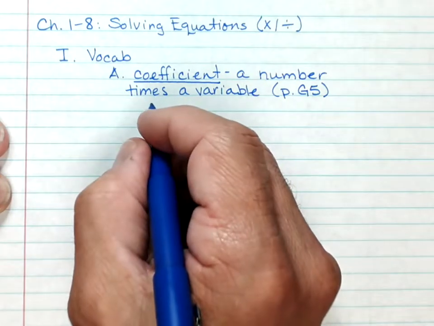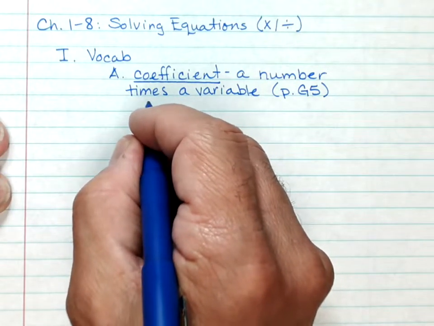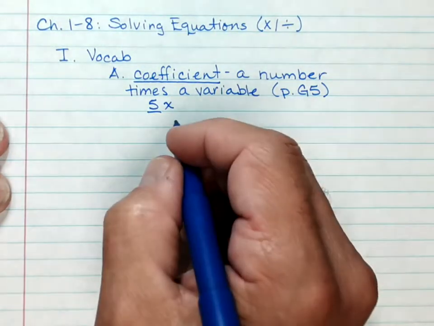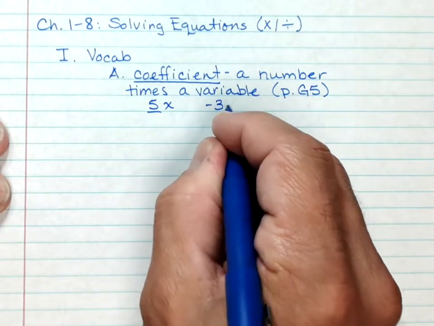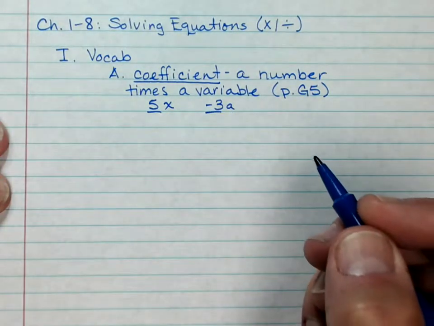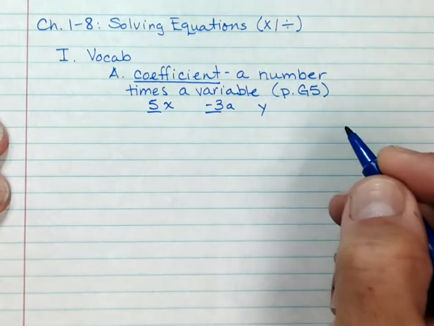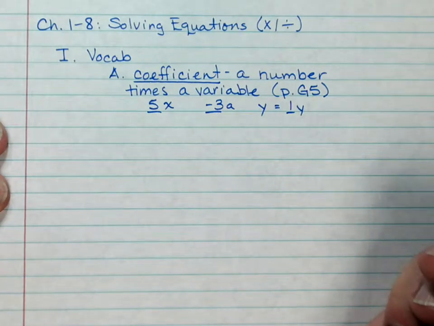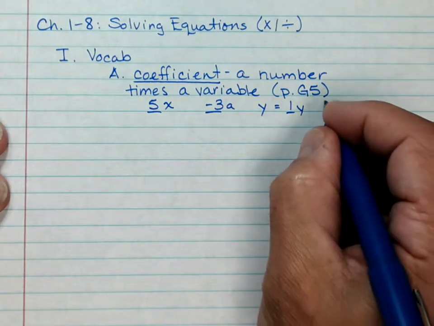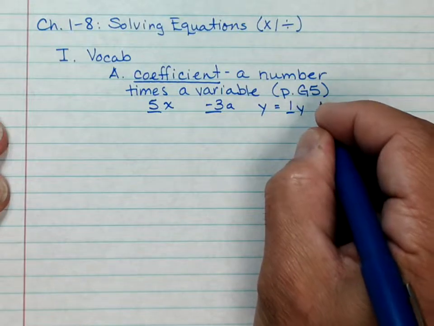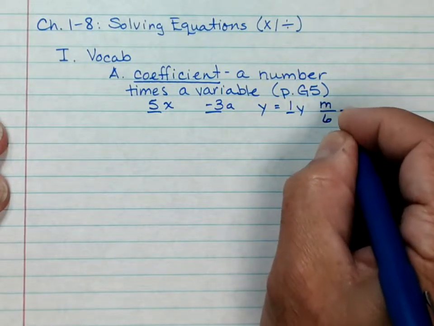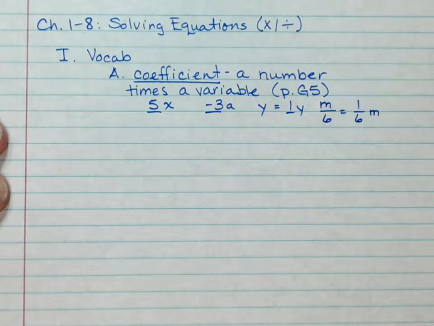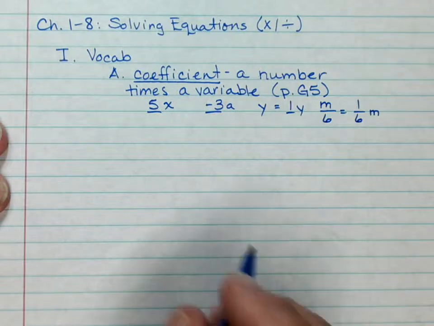An example, 5x, 5 is the coefficient. Negative 3a, negative 3 is the coefficient. And then y. Y is actually 1y, and that's the coefficient. And then finally, an example of a fraction, let's just say it's m over 6, and that'll be 1 over 6 m, the fraction 1 over 6 being the coefficient.